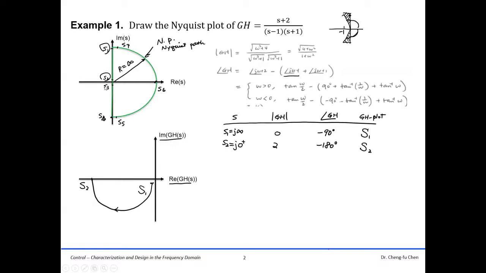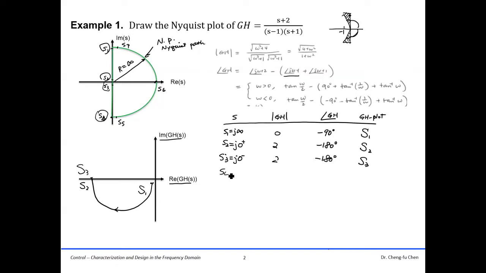Okay, so we move on to S3. S3 is equal to j minus a small number. So this is 2, and then this is minus 180. So that is corresponding to S3. S3 is nearby, just above this axis here. So that is S3.